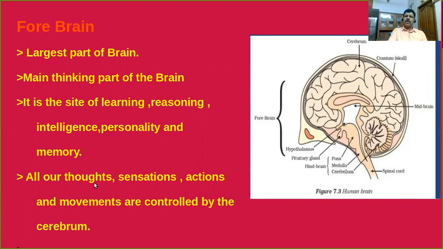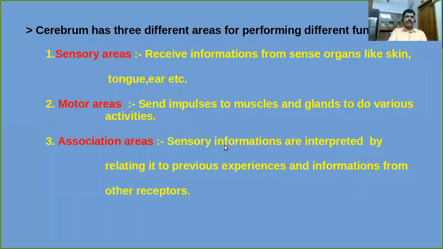All our thoughts, sensations, actions, and movements are controlled by the cerebrum. As I said, this is the largest part of the human brain. Dear students, the cerebrum actually has three different areas for performing different functions. Which are the three different areas? Look: sensory areas, motor areas, and association areas.